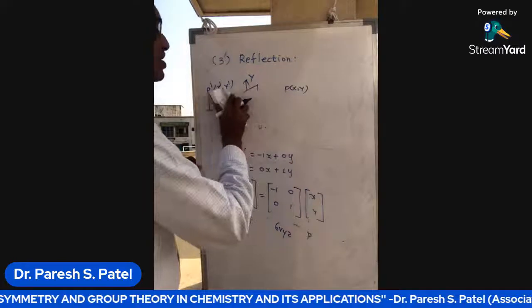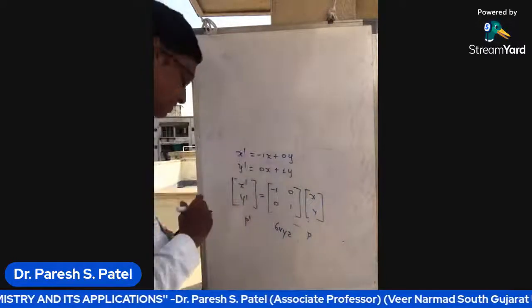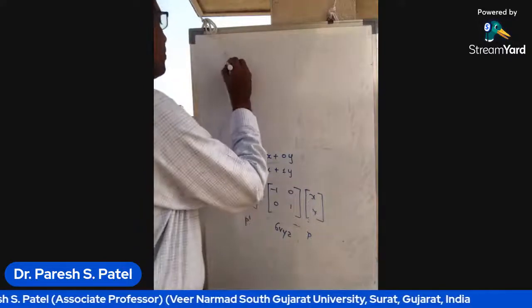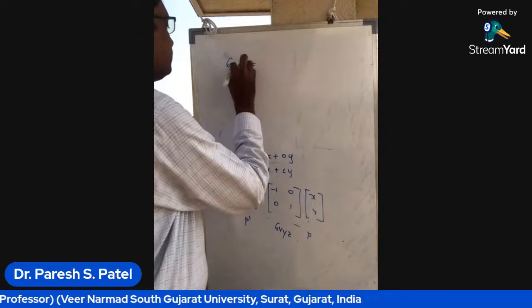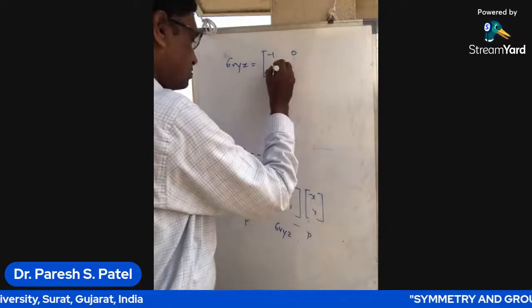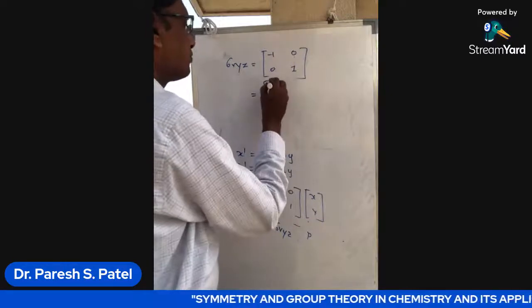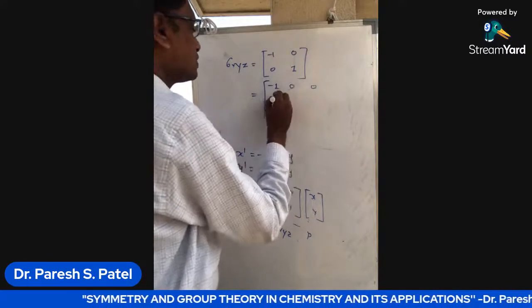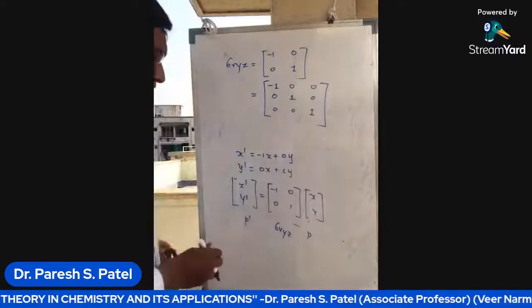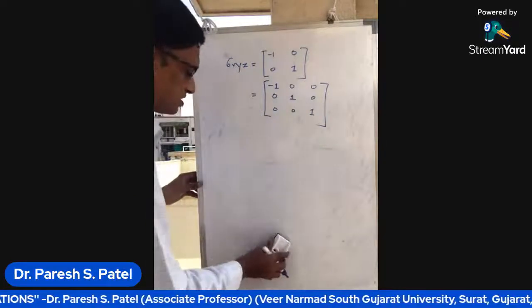Now we can extend it. This is a two-dimensional matrix. We can extend it up to a three-dimensional matrix. Sigma v yz is equal to minus 1, 0, 0, 1, which extends to minus 1, 0, 0; 0, 1, 0; 0, 0, 1. So this is the matrix representation for the sigma v yz symmetry operation.